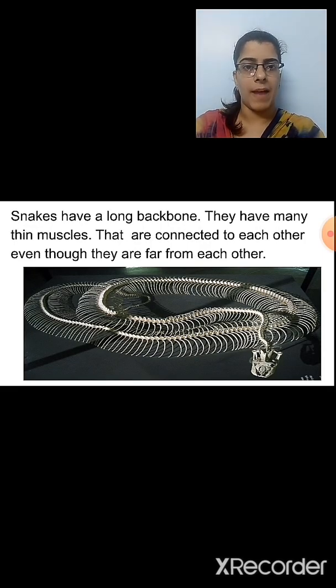Snakes have a long backbone. They have many thin muscles. They are connected to each other even though they are far from each other. So the body of the snake has a long backbone. The backbone has many thin muscles, and these thin muscles are joined with each other even though they are far away from each other. You can see in the image what the skeleton of the snake looks like.